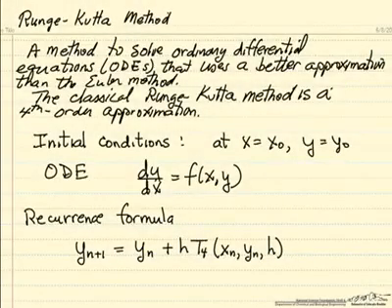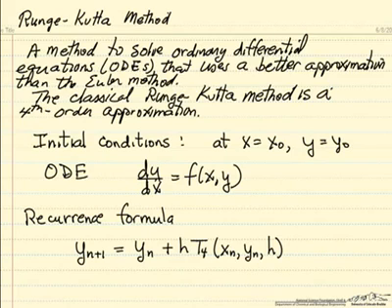In this video, I'll describe a method used to solve ordinary differential equations. This is a better approximation than the Euler method, which is described in another of our videos. The Runge-Kutta method is a fourth order approximation. The idea is we have initial conditions, namely a certain value of x, we know the value of y, and then we have an ordinary differential equation that relates how y changes as we change x, and that's a function of x and y.